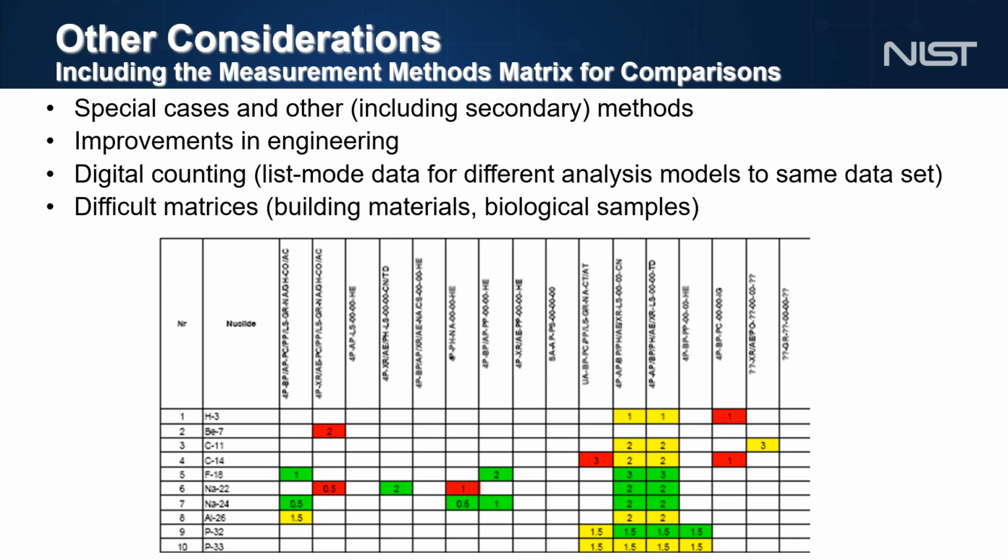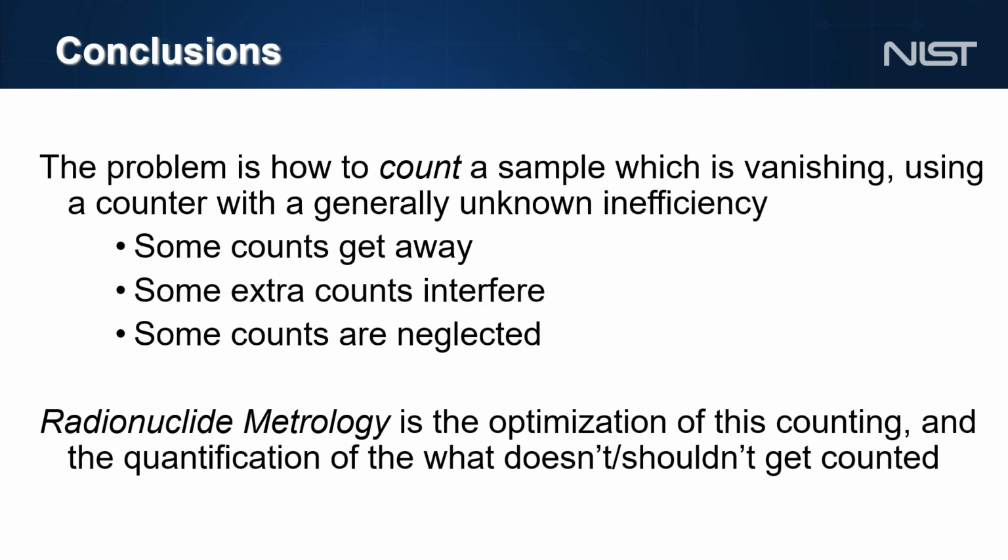CCRI Section 2 has developed a Measurement Methods Matrix, or MMM, as an approach to optimizing comparisons in primary methods for radionuclides that can be used to support a wide range of matrices, secondary methods, additional detector types, and a variety of technical modes, such as sum counting, coincidence and anti-coincidence counting with efficiency tracing, and selective sampling. Radionuclide metrology is the optimization of counting a sample which is vanishing and quantifying without counting what should not be counted. Thank you for listening to this tutorial, and please refer to the accompanying PDF for further details.